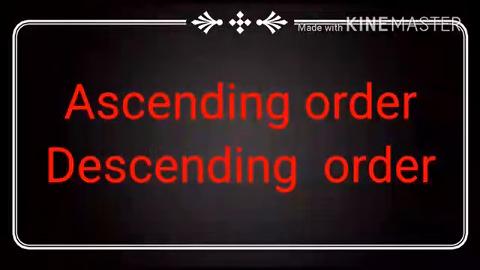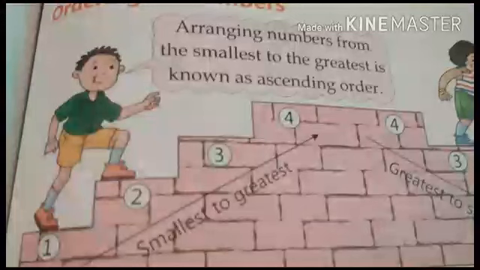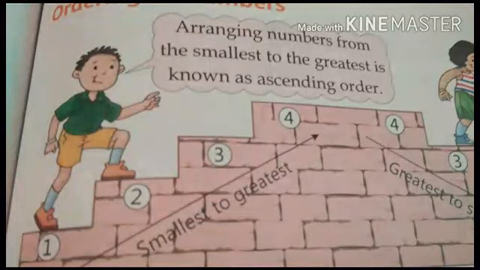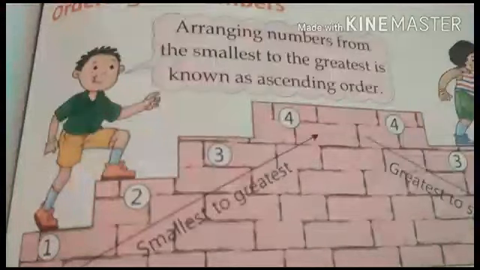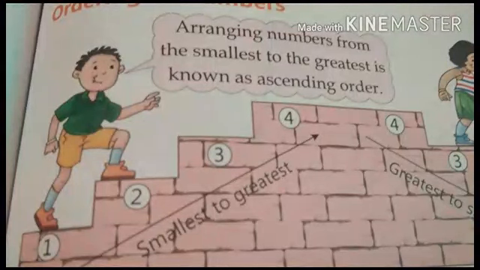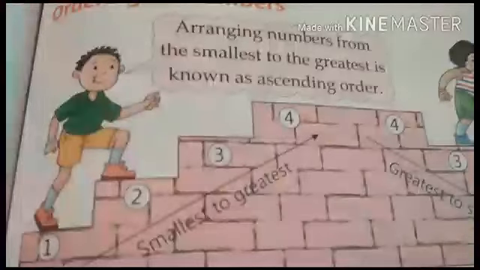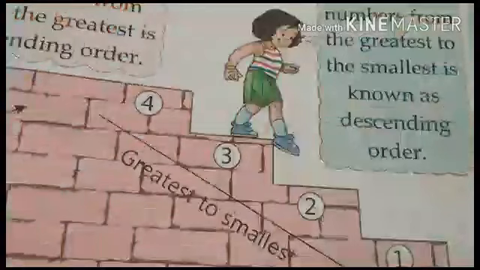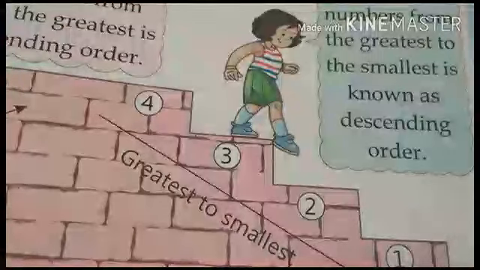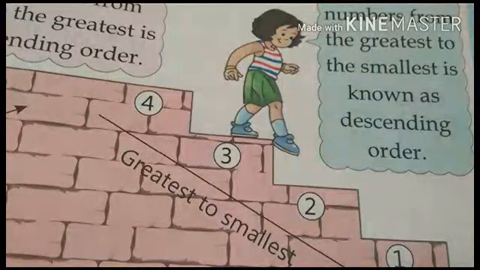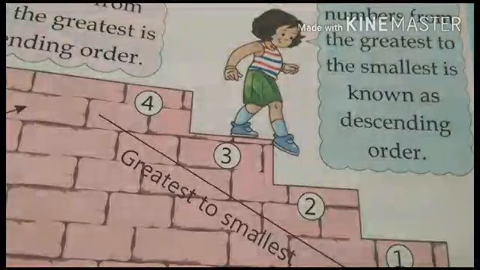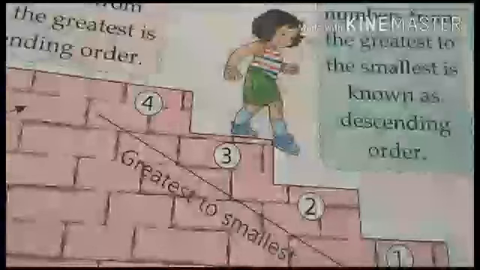Next one, ascending order and descending order. What do you mean by ascending order? When we arrange numbers from the smallest number to the greatest number, that is ascending order. And what do you mean by descending order? When we arrange numbers from the greatest number to the smallest number, that is descending order.